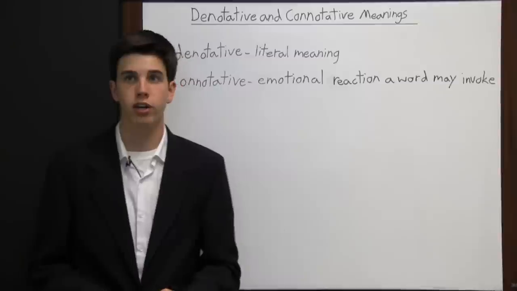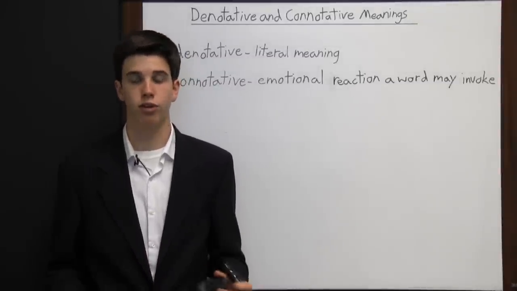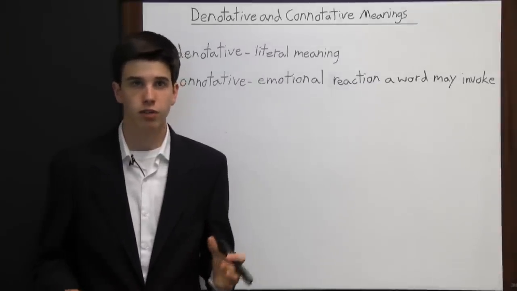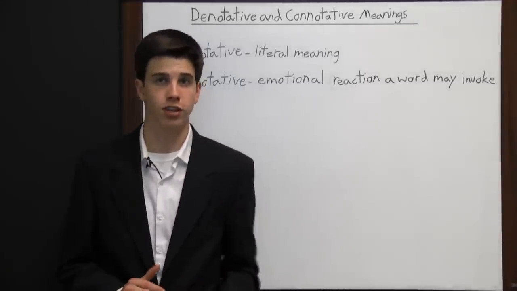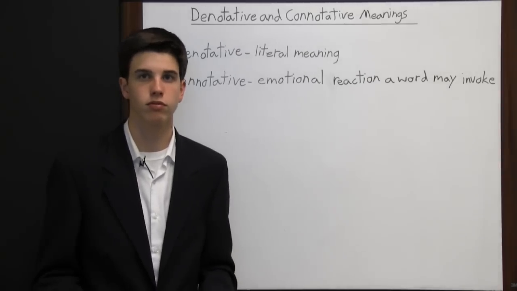So it's important that readers learn to differentiate between when the connotative or denotative meaning is being used. And so the reader can usually determine by the context clues whether the author is using the denotative or connotative meaning of a word.